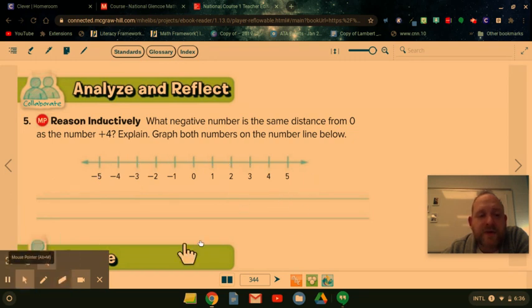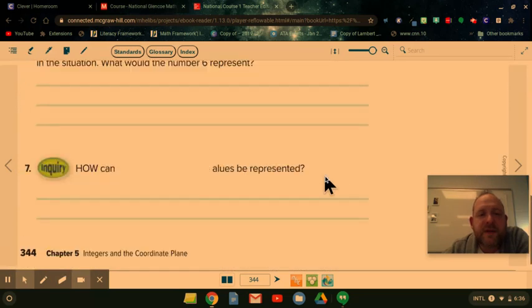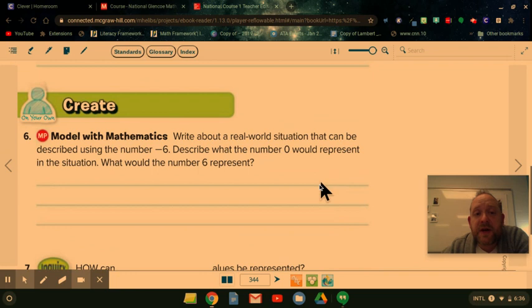Moving on, because we are almost to our last question of the day. Here's your last question. So it says, write about a real-world situation that can be described using the number negative 6. Describe what the number 0 would represent in that situation and what the number 6 would represent. So again, here is a multi-part question, so make sure you're answering all of it. This will take at least 3 sentences to do. Your first sentence should tell me about a real-world situation that could use the number negative 6. My only caveat on this is you can't use sea level. So think about other things on the planet, other things that you have experienced where you could use the number negative 6 to describe some real value.